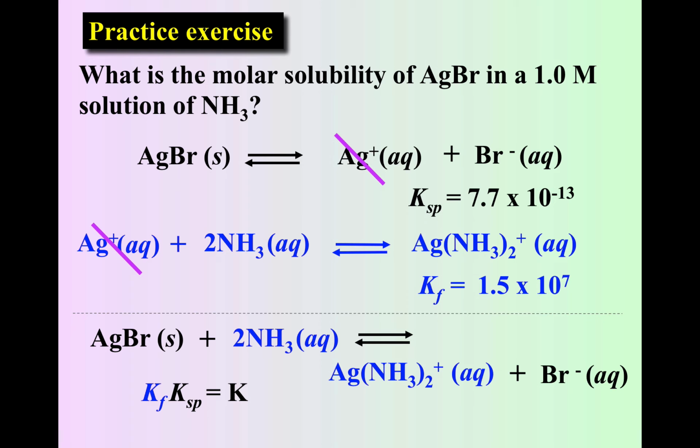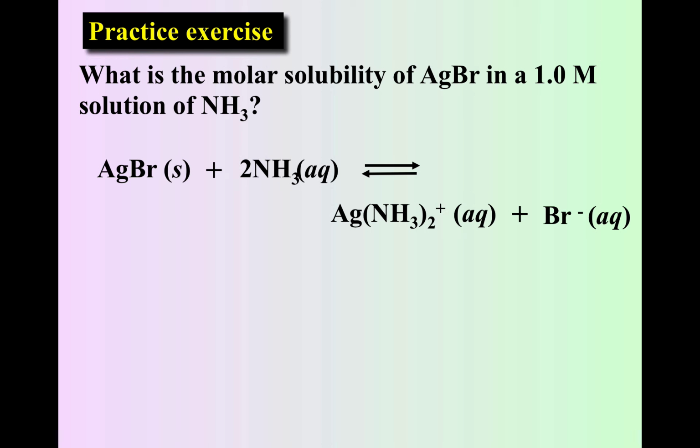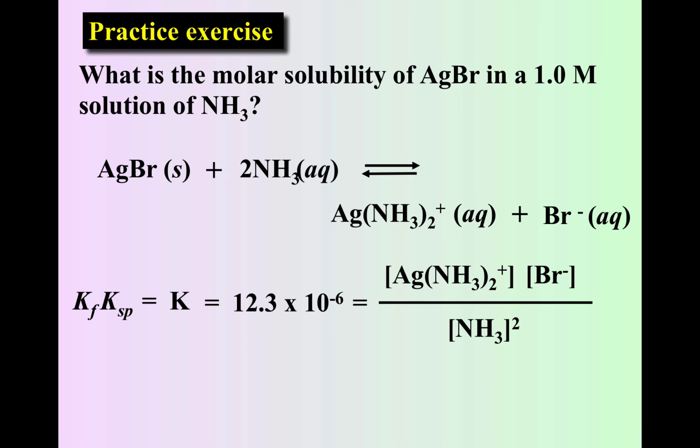So when we add equilibrium expressions, we multiply the K values, and this is how we get the overall K value for this complexing with the solid. So notice the Ksp is 10 to the negative 13, the Kf is 10 to the negative 7, so this reaction is still going to be non-spontaneous, but more spontaneous in ammonia than water. So when I solve for this, it's the concentration of the complex times the concentration of the bromide, which is being liberated by the solid, divided by the concentration of the ammonia to the second power. The solid doesn't appear in the equilibrium expression.